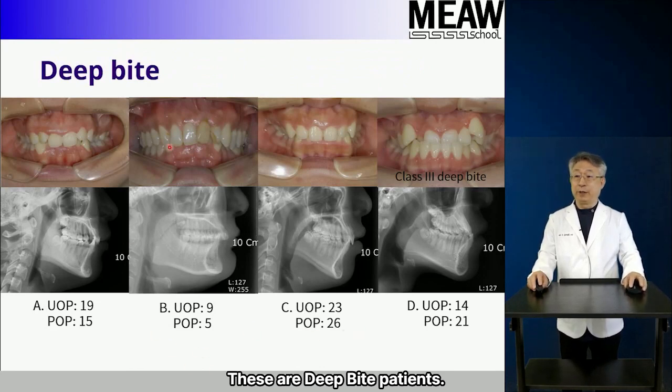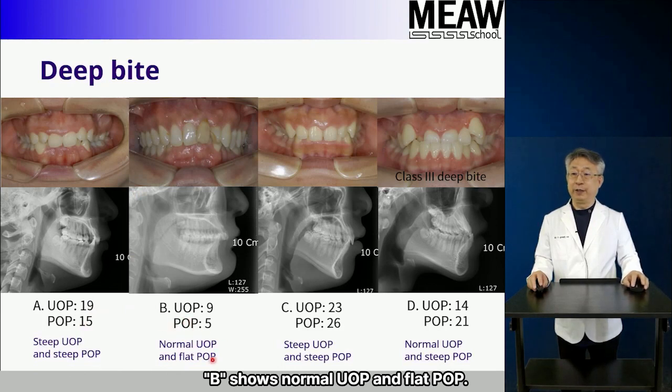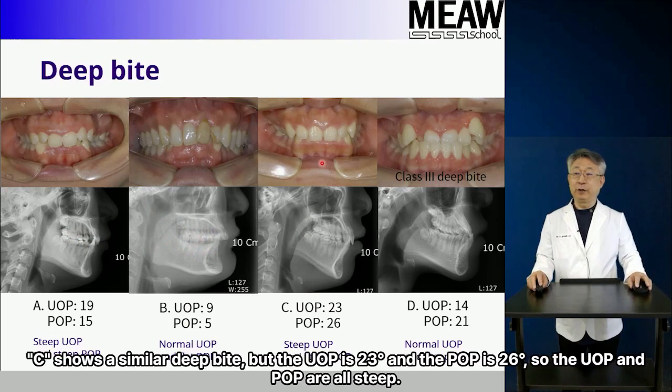These are deep bite patients. In the case of A, you can see the steep UOP and steep POP. B shows normal UOP and flat POP. The deep bite condition is observed similarly, but the condition of teeth is different. She shows a similar deep bite, but the UOP is 23 and the POP is 26, so the UOP and POP are all steep.